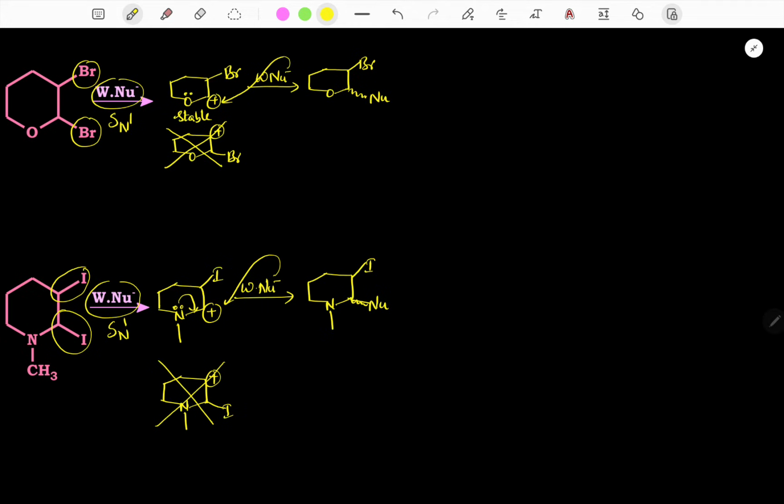Now in this case, suppose I add nucleophile again, so again we can think, depending on the question. If 2 times nucleophile is added, we take 2 times reaction. If a single time nucleophile is given, I am telling how it reacted.